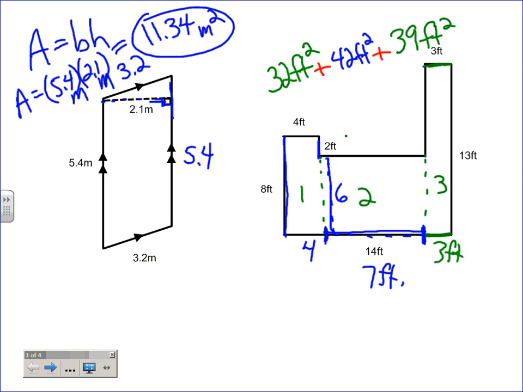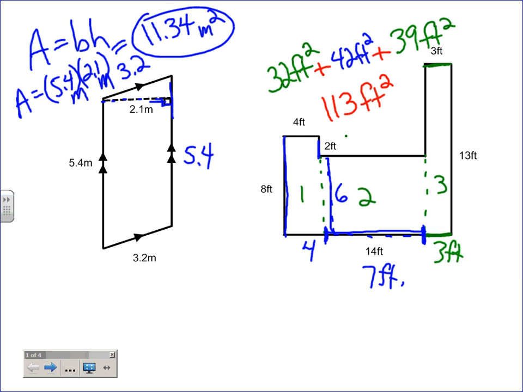Yes, we know how to add the numbers. 32 and 42 is 74, plus 39 is what, 113? We don't have a problem with doing the 113. But then some crazy things start happening with the label. It's feet squared plus feet squared plus feet squared. Does it become feet to the 6th? Okay. It is just feet squared.